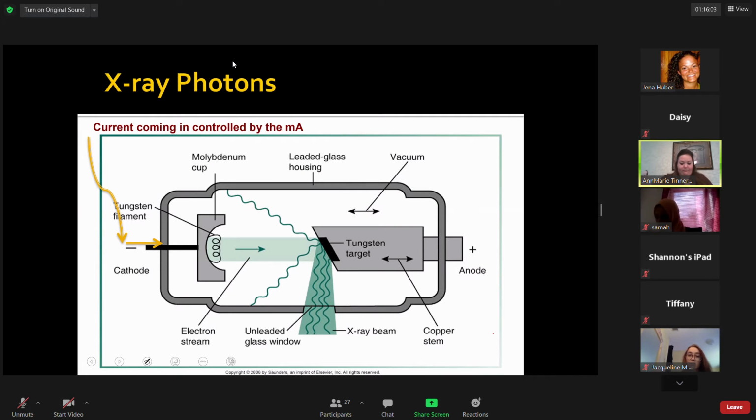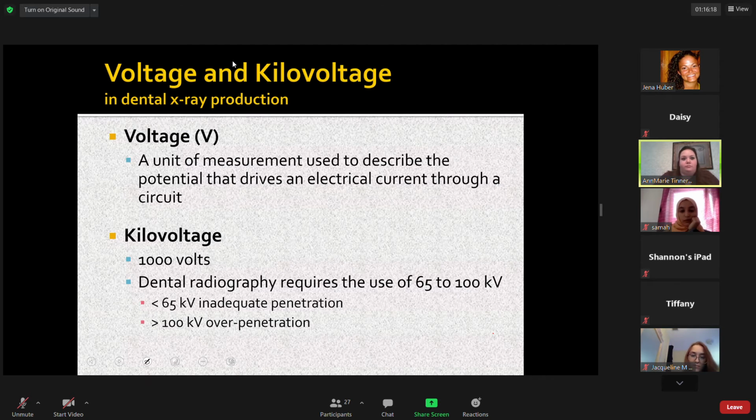Yes. Okay. All right, so here we are, X-ray photons. So this is the current coming in controlled by the mA. It's coming in at the cathode. All right, so voltage. This is a unit of measurement used to describe potential that drives the electrical current through the circuit.